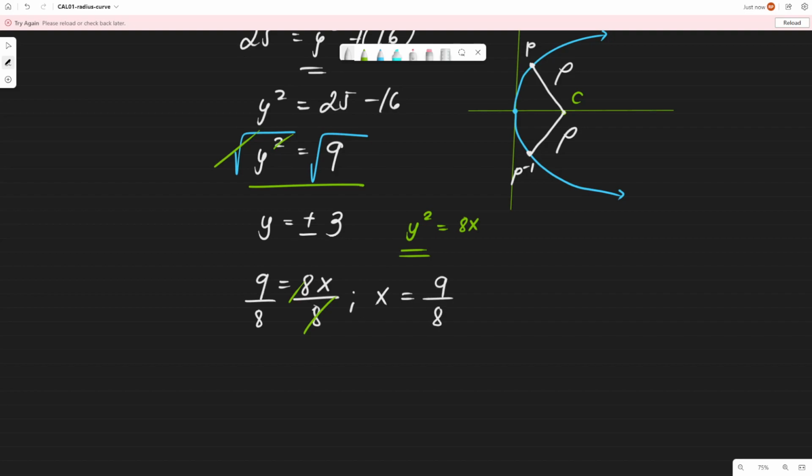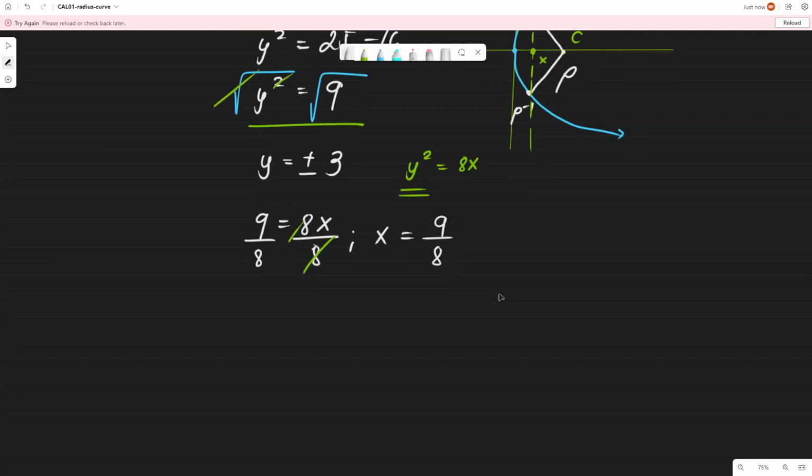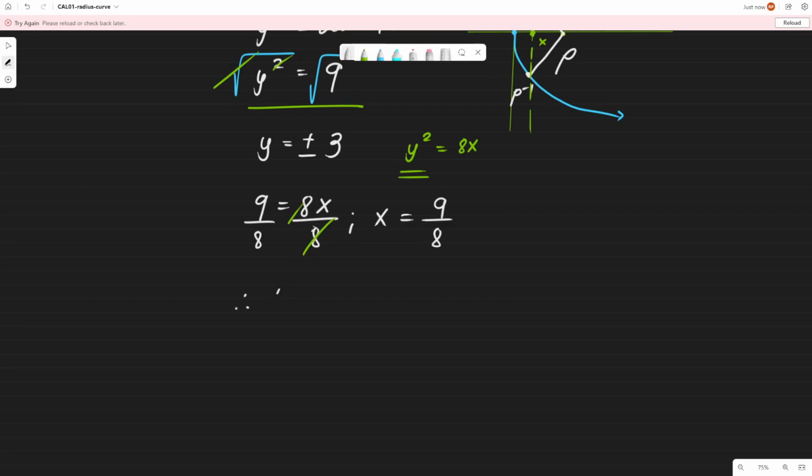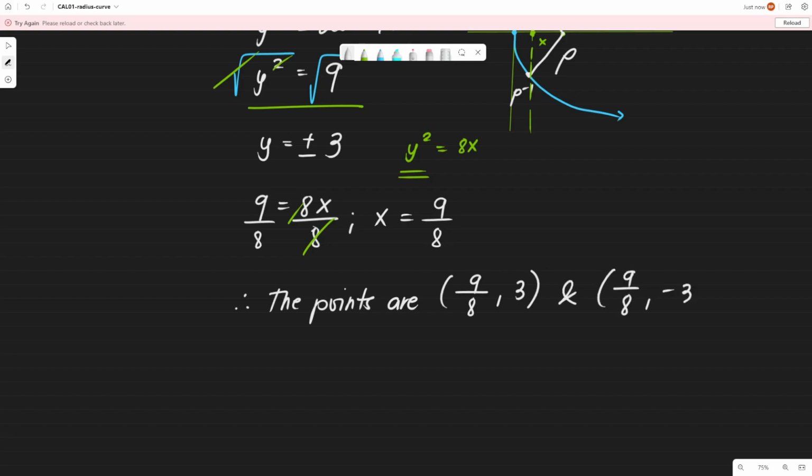Paano yun, sir? Isa lang yung x ko pero dalawa yung y ko? Actually, if we're going to look at the graph, that is very, very possible. Diba? So they share actually the same x value. Ayan, no? So this is our x. So with that, ano yung sagot natin? Since we're looking for points, the answer, hence our answer, the points are 9 over 8, positive 3 and 9 over 8, negative 3. Okay? So this is our answer.